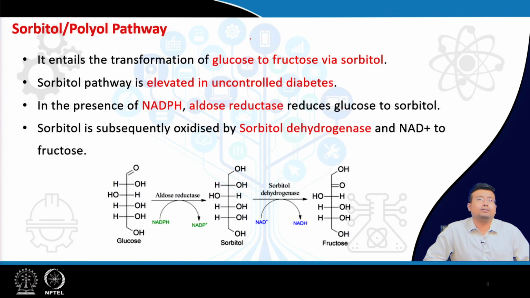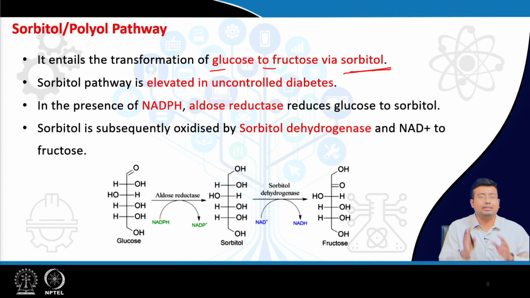So, now let us deal with the sorbitol or polyol pathway. What is the sorbitol or polyol pathway? This pathway deals with production of fructose from glucose, that is, transformation of glucose to fructose via sorbitol. Do you know any situation where the body has excess glucose? Of course, in the disease diabetes mellitus, we will be discussing very soon.